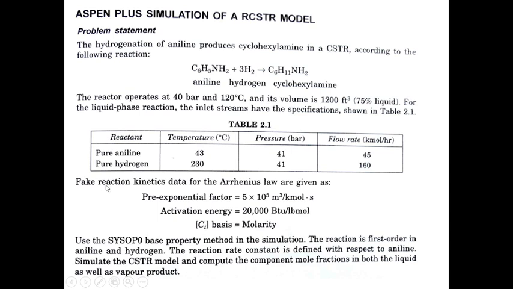The reaction kinetics data for the Arrhenius law are given as the pre-exponential factor of 5 times 10 to the power 5 meter cube per kilomole second. Activation energy is 20,000 BTU per pound mole and the concentration is in molarity. The thermodynamic property method that we are going to use in the simulation is the C sub 0 property method. The reaction is first order in aniline and hydrogen. The reaction rate constant is defined with respect to aniline. So we have to simulate the CSTR model and compute the component mole fractions in both the liquid as well as the vapor phase in the product stream.